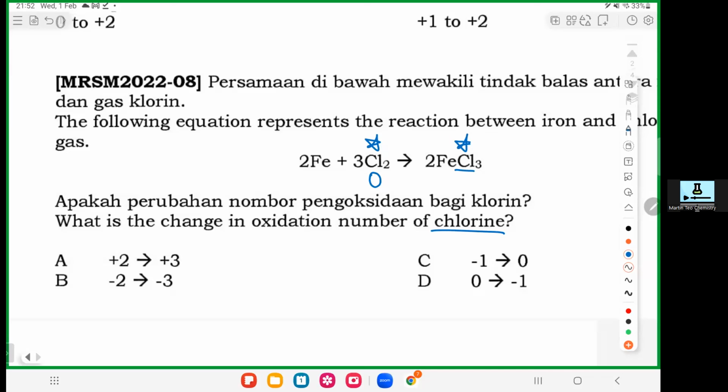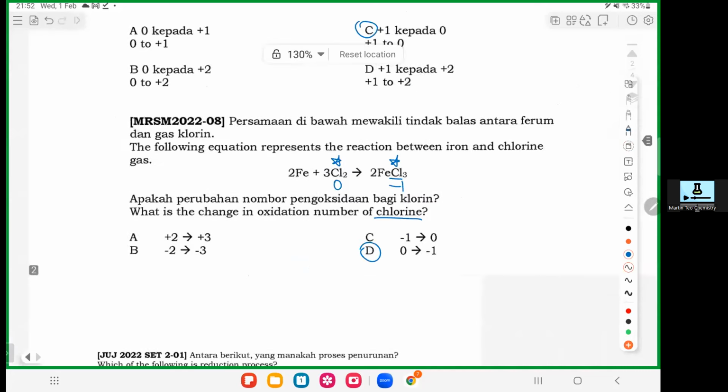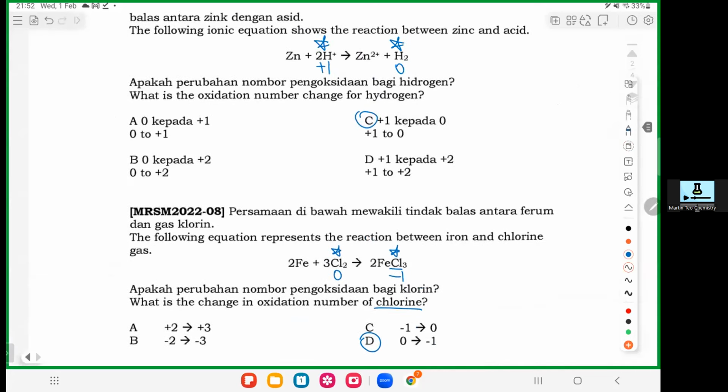All right. Okay, so -1, because we know FeCl3 is made by Fe and Cl. We know for the Cl, the charge is minus. Very good. Okay, so it's what? 0 to -1. 0 to -1. End of story.